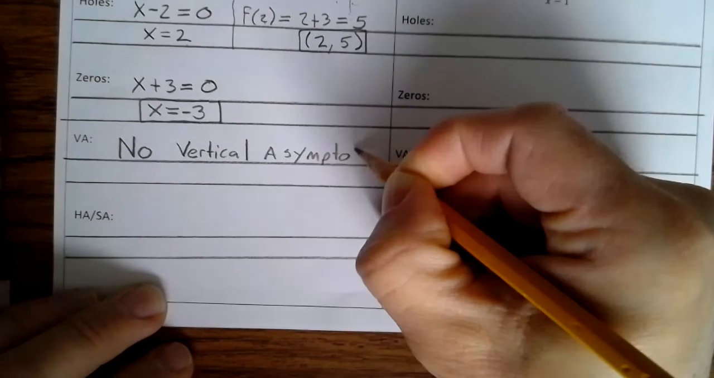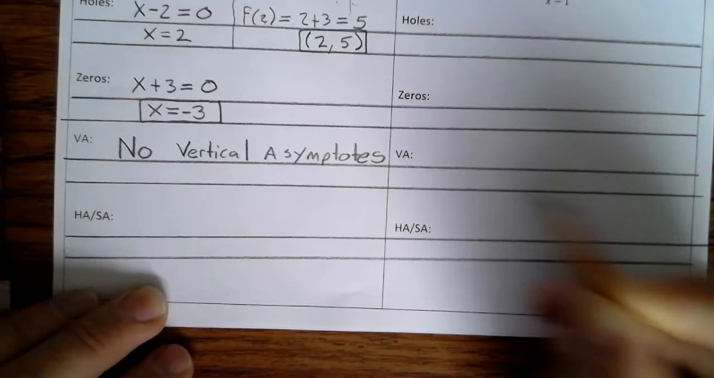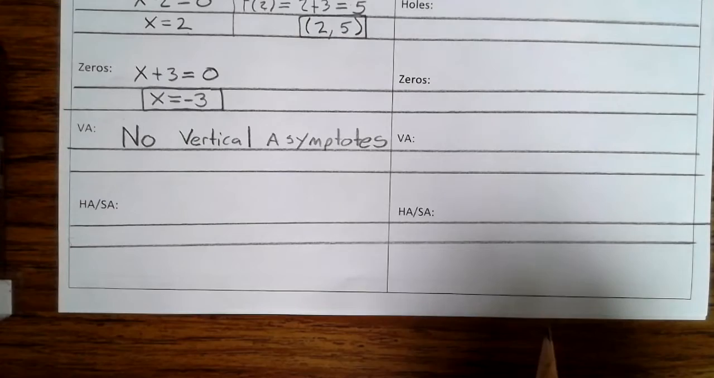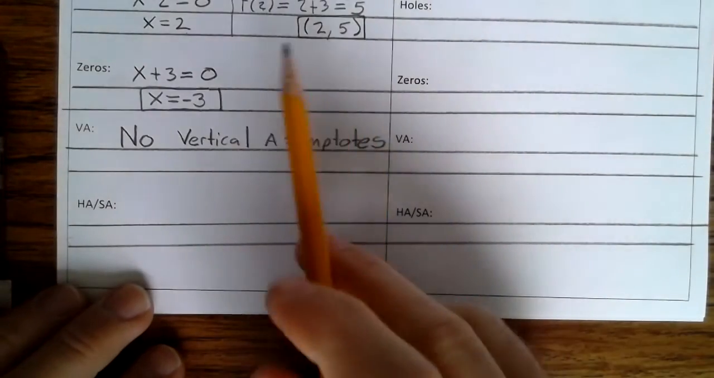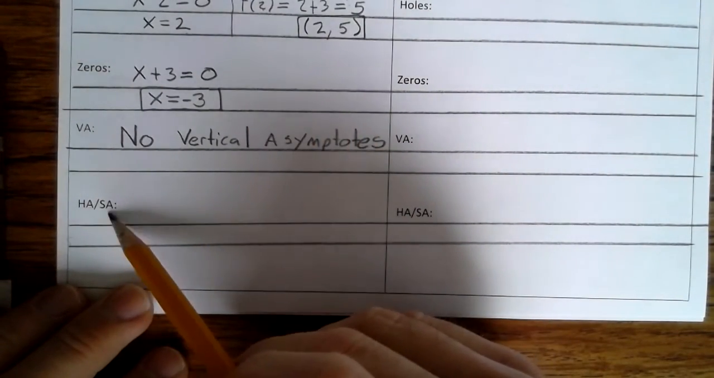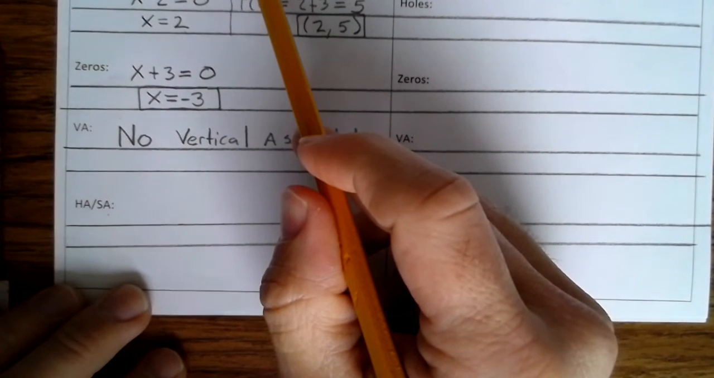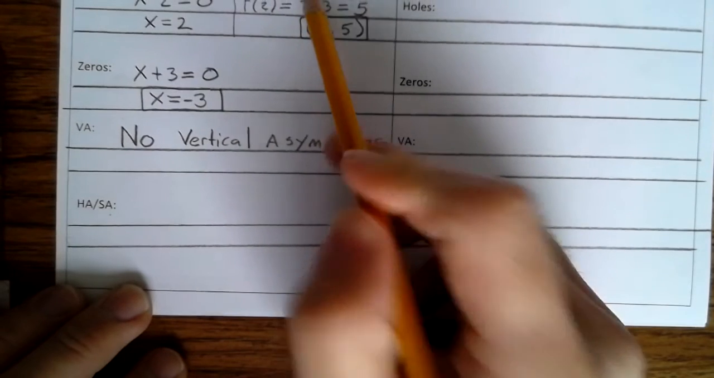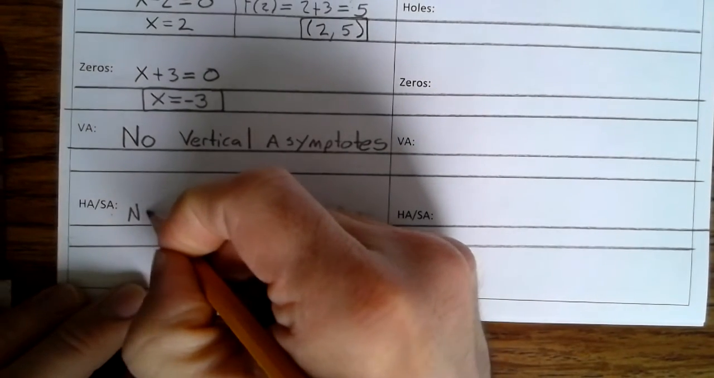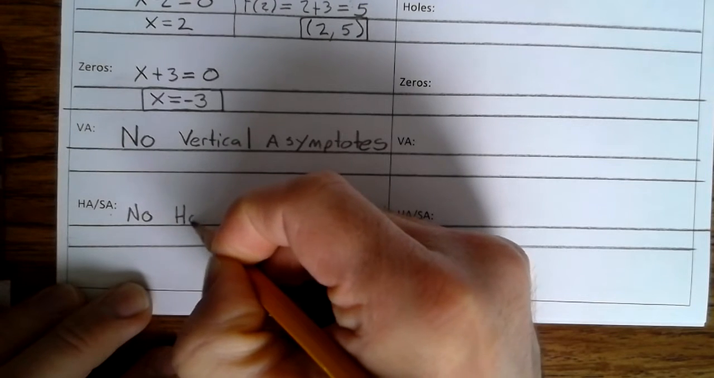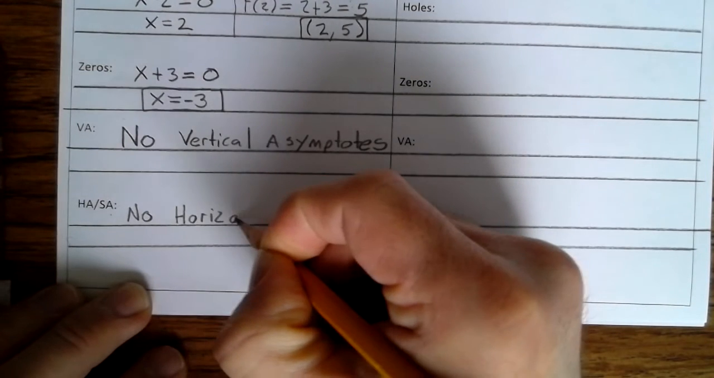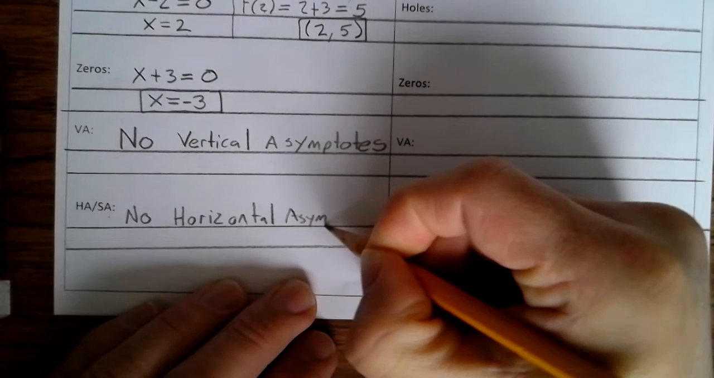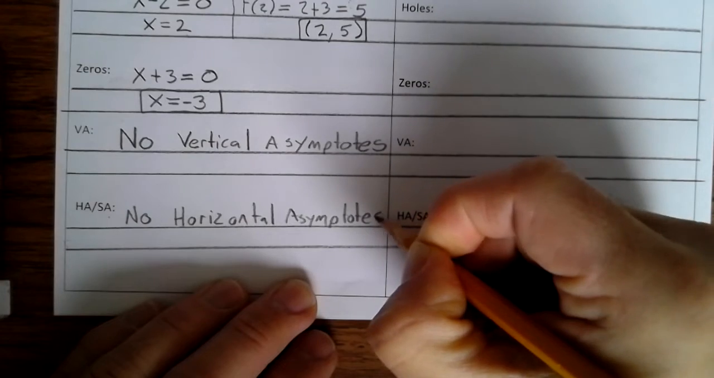Okay. Now, here's the thing. To find a horizontal or slant asymptote, you divide the numerator by the denominator, but here's the thing, the denominator is just 1, so there are no horizontal asymptotes. And no slant asymptotes.